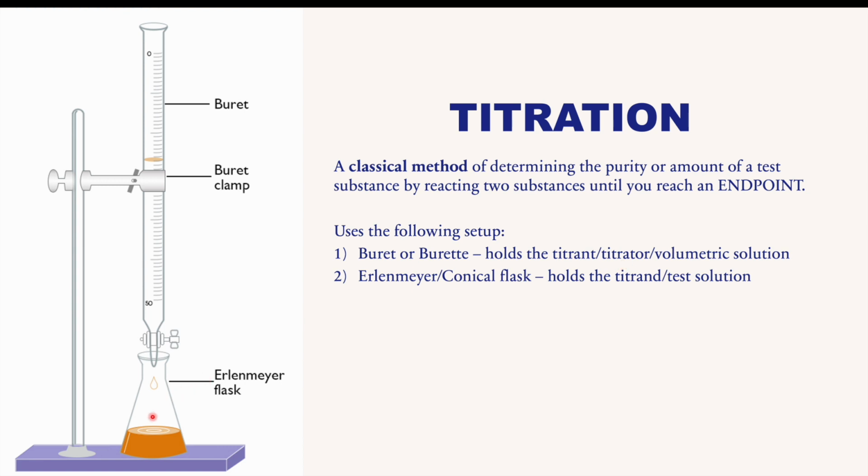Now, here we have another glassware. We call it your Erlenmeyer flask or conical flask. It will now contain your titrand, D for down, or your test solution. It's the one that you're trying to measure, the one that you're trying to test. It's your sample. So this is how it looks like in your laboratory.